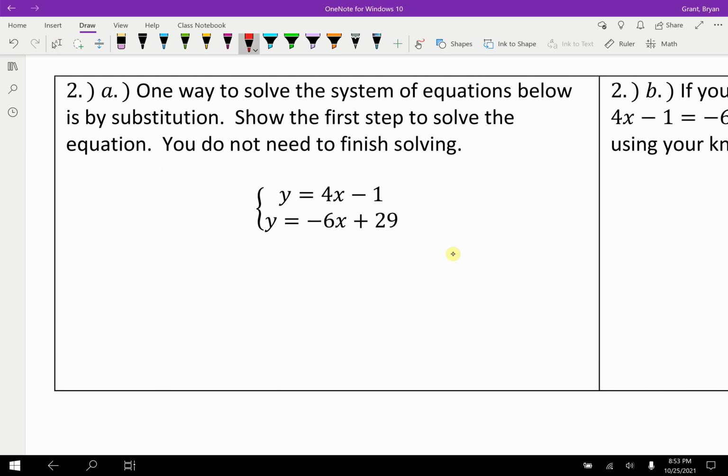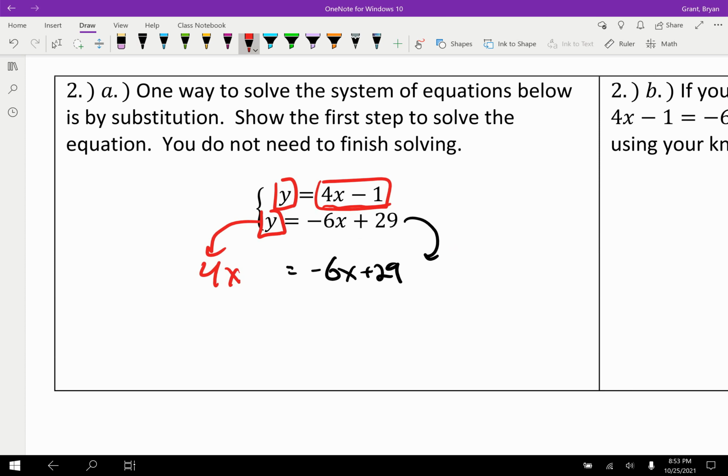Remember, for substitution, we know what y equals here. So that means we can take this second equation. I'm not going to change the negative 6x plus 29, but I want to make sure that this equation only has x's in it. And so, luckily, we know what y is, so we can replace this y with the x's up above, 4x minus 1. Now we've created an equation with only x's in it, and you should be able to go and solve. I would probably add 6x to both sides first, but you don't need to solve, we're just doing the setup.